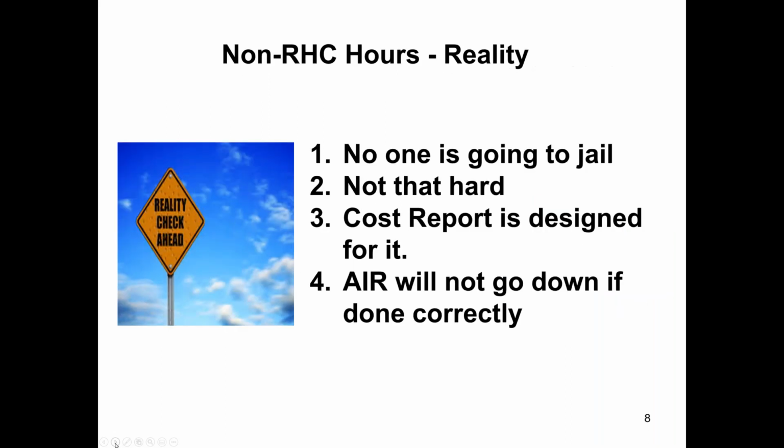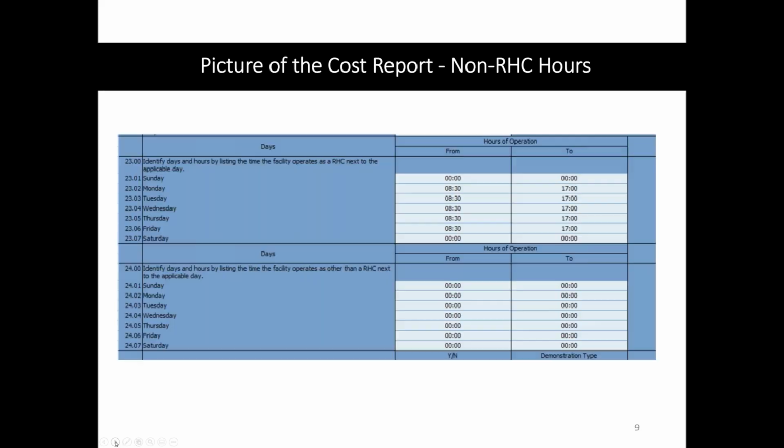So let's look at the reality. No one's going to jail. It's not that hard. The cost report is designed for it. And if you do it correctly, your AR shouldn't go down. It may go down slightly, but it's not going to go down materially from that standpoint.